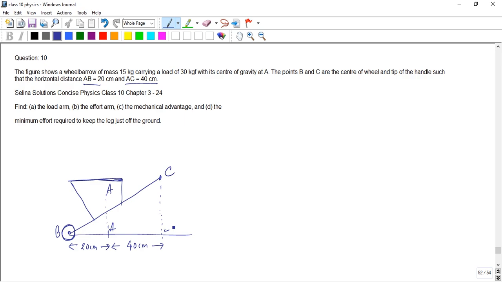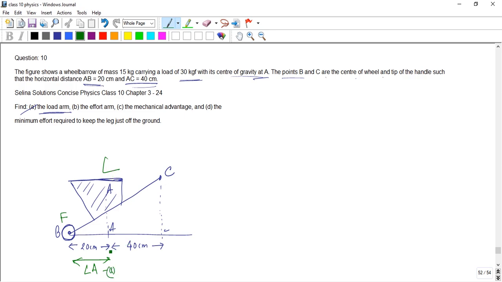If the load is 30 kgs with the center of gravity at A, at point B and C, the center of the wheel and tip of the handle, such as the horizontal distance of AB and AC. Find the load arm. Easy question. If that is a fulcrum and here is the load, then that distance is the load arm. Very simple. That is a load, that is a fulcrum, that is a load arm. I think answer A.